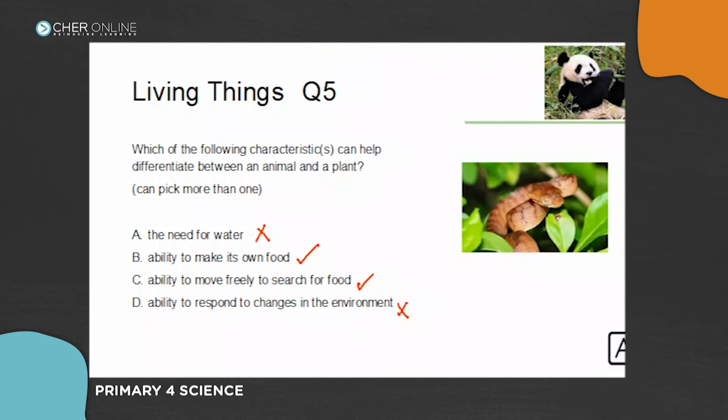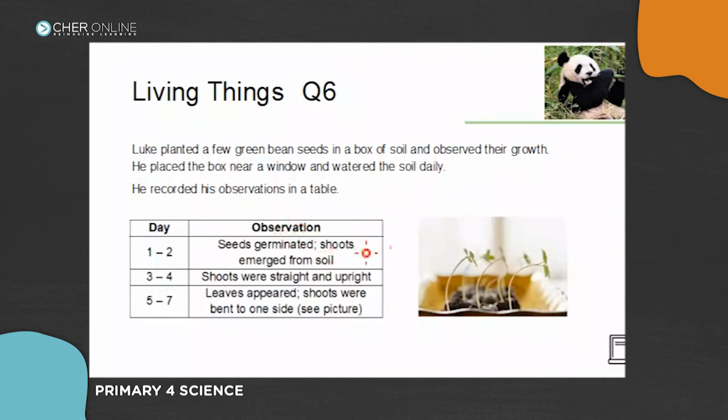You planted a few green bean seeds in a box of soil and observed their growth. He placed the box near the window and watered the soil daily. Day 1, day 2, seeds germinate, shoots emerge from the soil. When seeds germinate, the roots grow first, remember? Roots grow first, then after that, the shoots will emerge. The shoots were straight and upright. On day 5 and 7, leaves start to appear and the shoot will bend towards one side. Look at the picture.